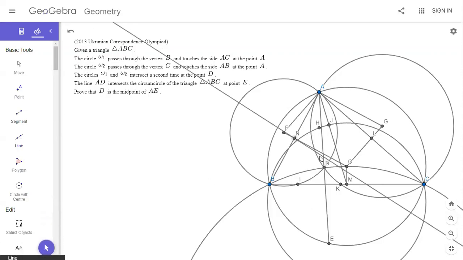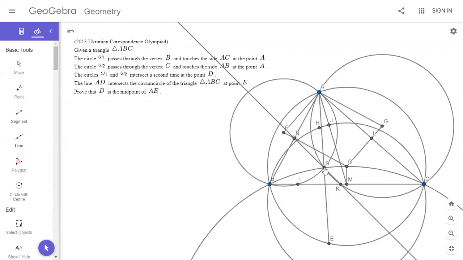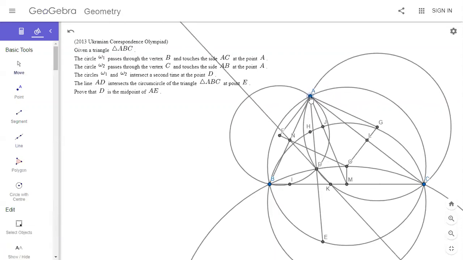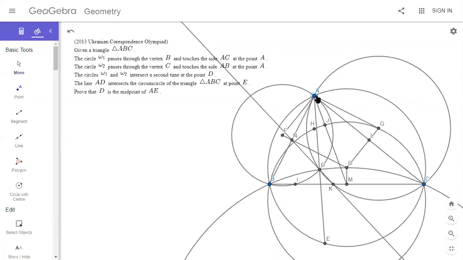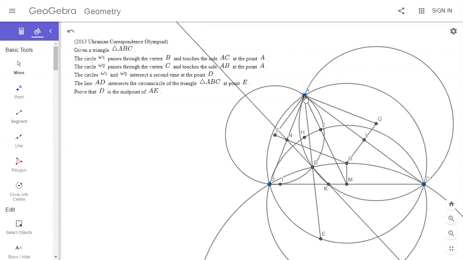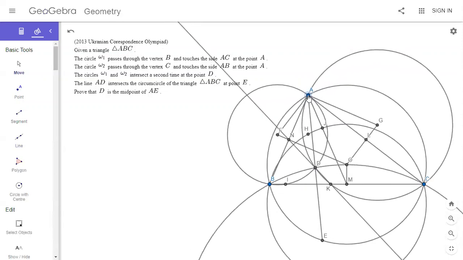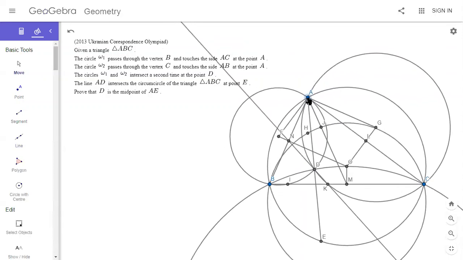So it looks like ND and K... I'm not sure if that's actually true. ND and K. Oh yeah, ND passes through K. What is K? I don't even know what K is anymore. K is the intersection of omega 2 with BC. Well, so if, and okay.